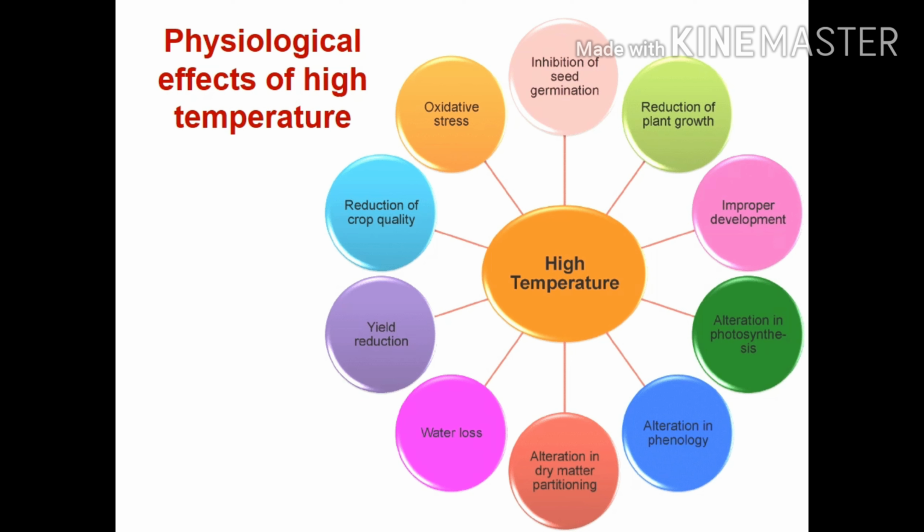And the physiological effects that take place during high temperature stress are mainly the oxidative stress that will lead to inhibition of seed germination, reduction of plant growth, improper development of the crop, alteration of photosynthesis, alteration in phenology, that is nothing but morphology, alteration in dry matter partitioning, water loss, and finally yield reduction, which also results in the reduction of crop quality.